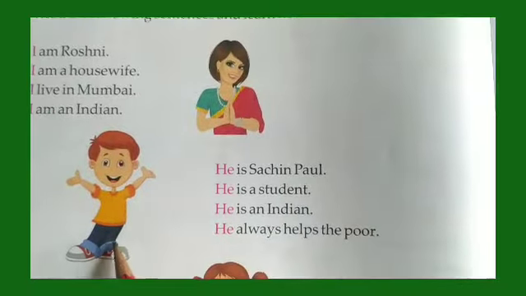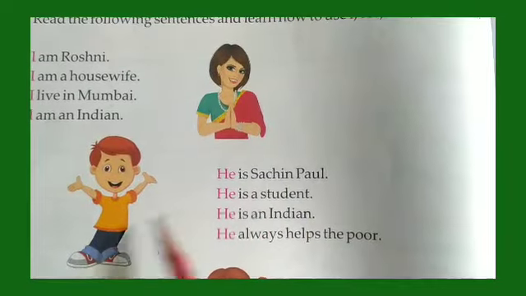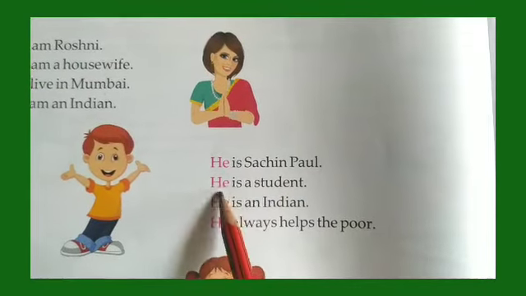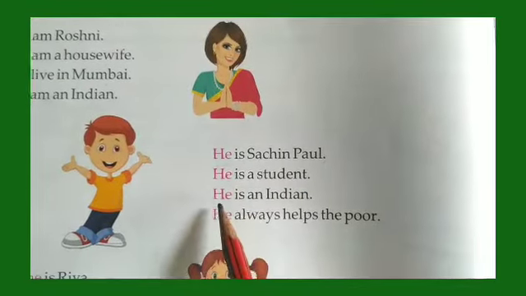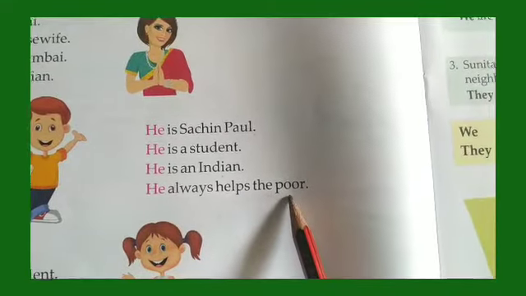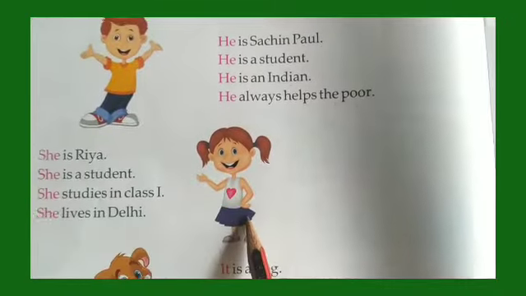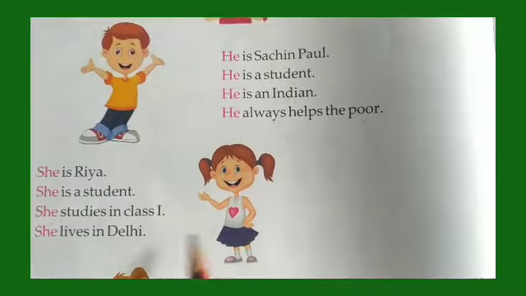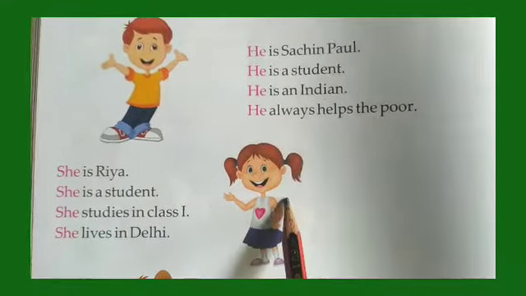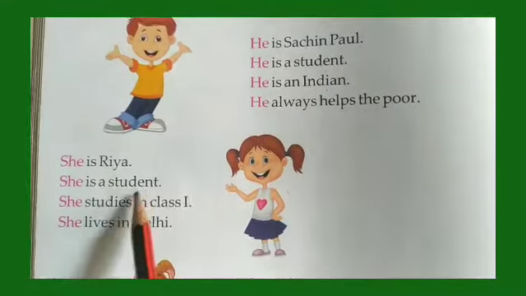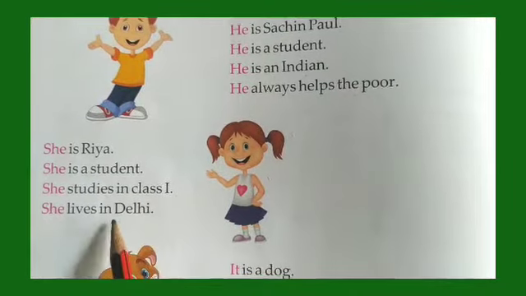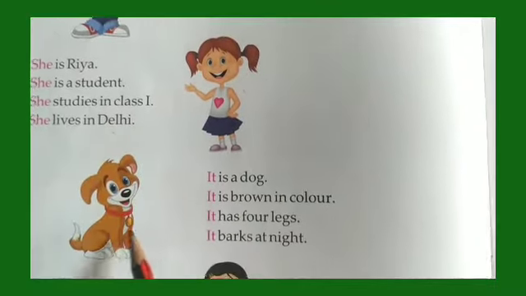Now, look at this boy, right? So, for a boy we will use what? He. He is Sachin Paul. He is a student. He is an Indian. He always helps the poor. Fine? Now, this is a girl. So, for a girl, we will use what? She. She is Ria. She is a student. She studies in class 1. She lives in Delhi.